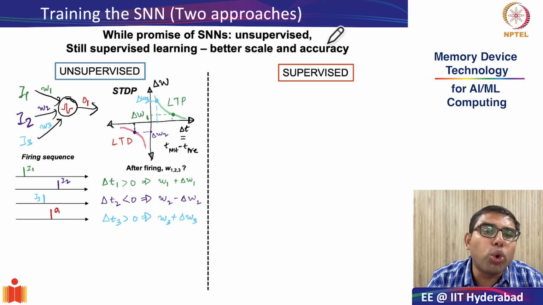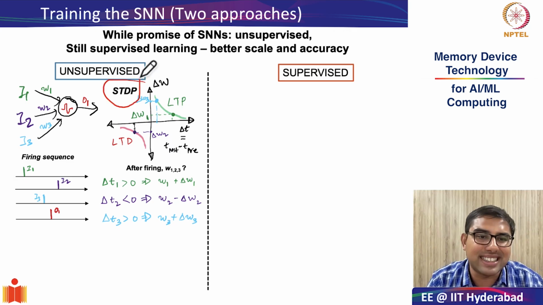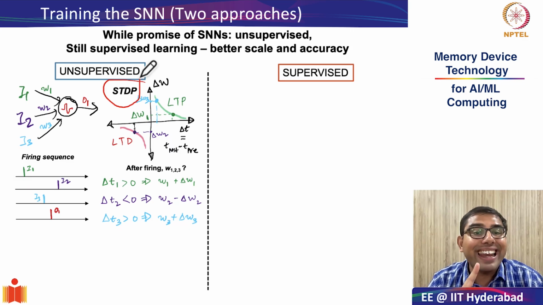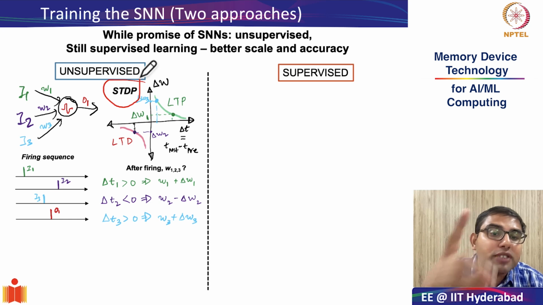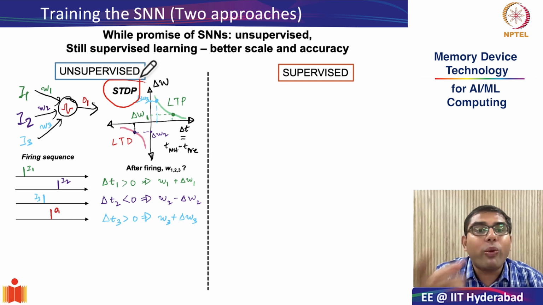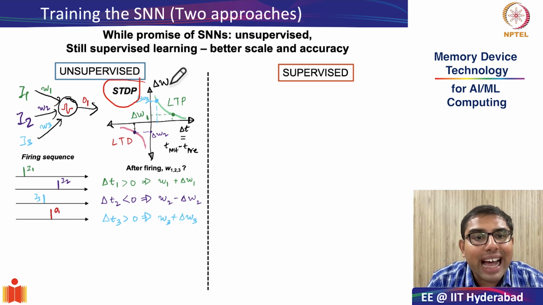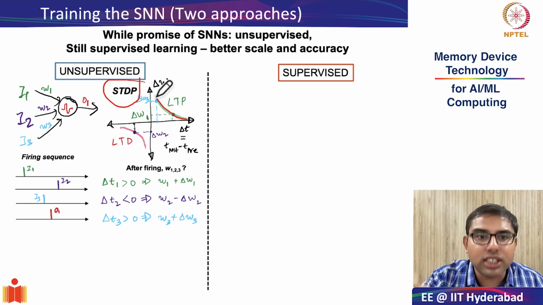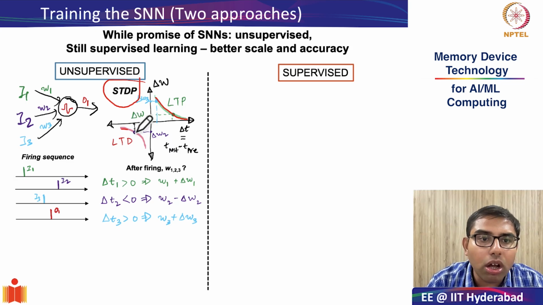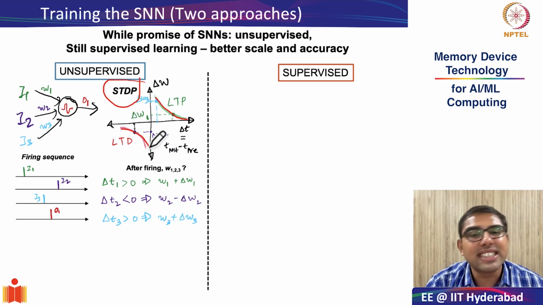The most common rule we have studied in detail is known as spike timing dependent plasticity, where, depending on whether the pre and post synaptic neuron are firing in a correlated manner, pre firing before post, or vice versa, you can either have long-term potentiation, that is an increase or strengthening of the synaptic weight, or long-term depression, which is a decrease or de-strengthening of the synaptic weight.